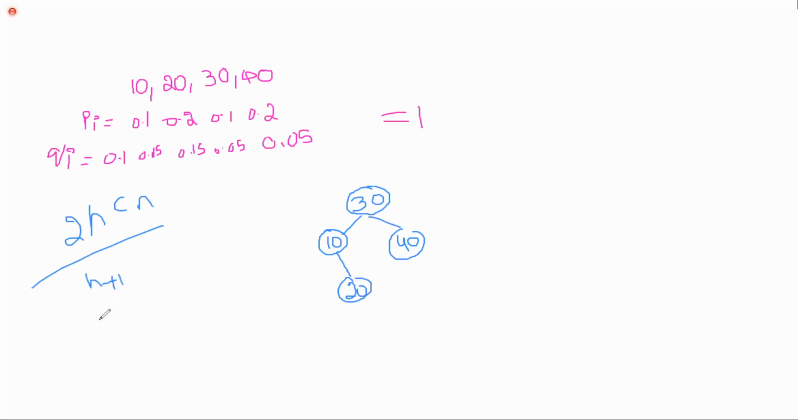2n means here the number of nodes is 4, so 2 into 4 is 8. 8C4 divided by 5. 8C4 means how many will you get? 8 into 7 into 6 into 5 divided by, already 5 is here. Remaining 4C, I am writing 4 into 3 into 2; the 5 will get cancelled. 3 into 2 is 6. So how many trees may you get? 14 trees.